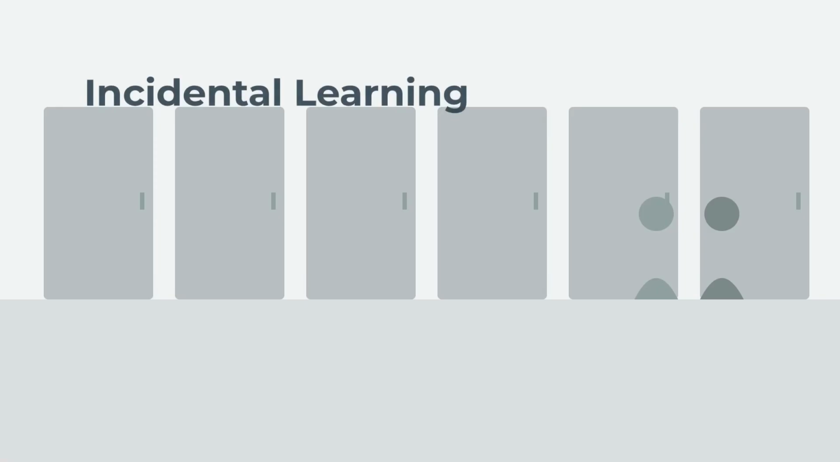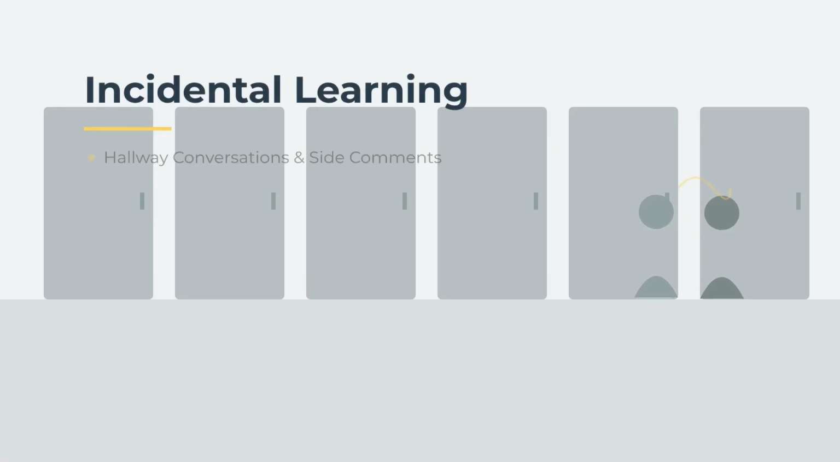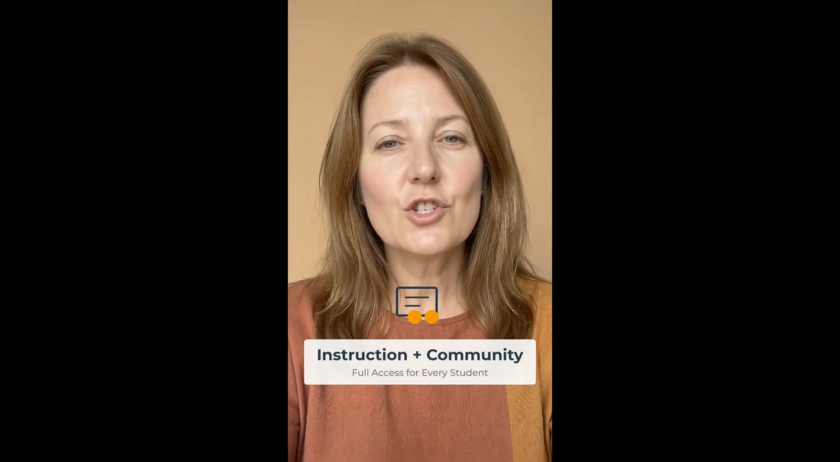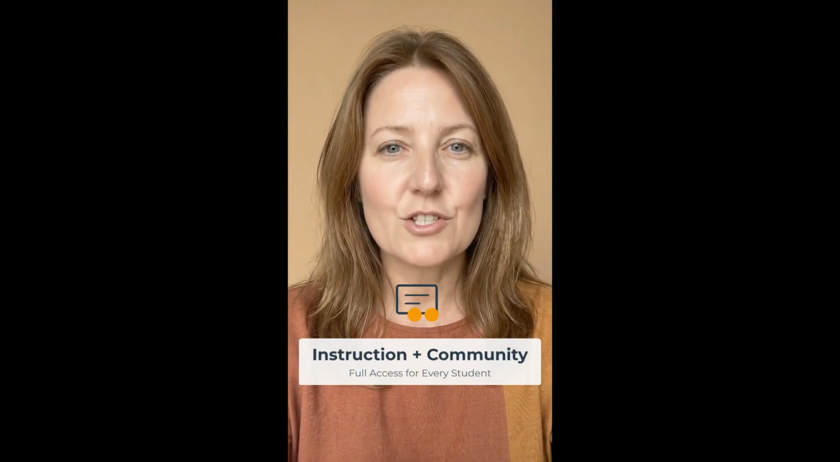As with visual impairment, incidental learning matters. Students who are deaf or hard of hearing may miss hallway conversations, quick side comments, jokes, peer interactions, or teacher remarks that were not directed at them but still carried important social or academic information. Teachers can help by making expectations explicit, using visual routines, and ensuring that the student has full access to both instruction and classroom community.